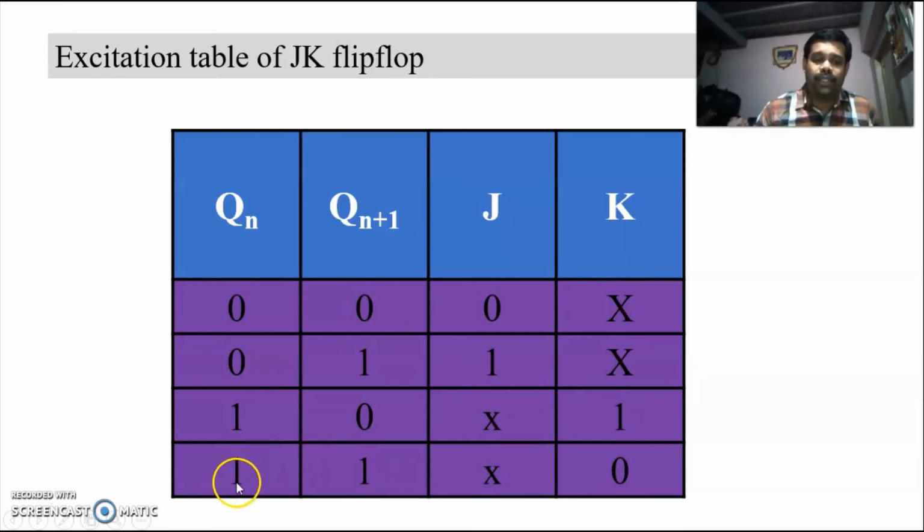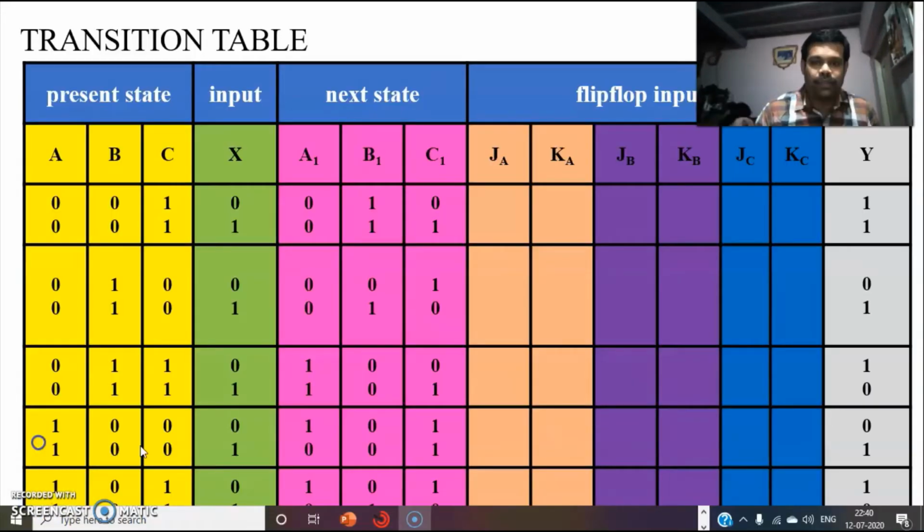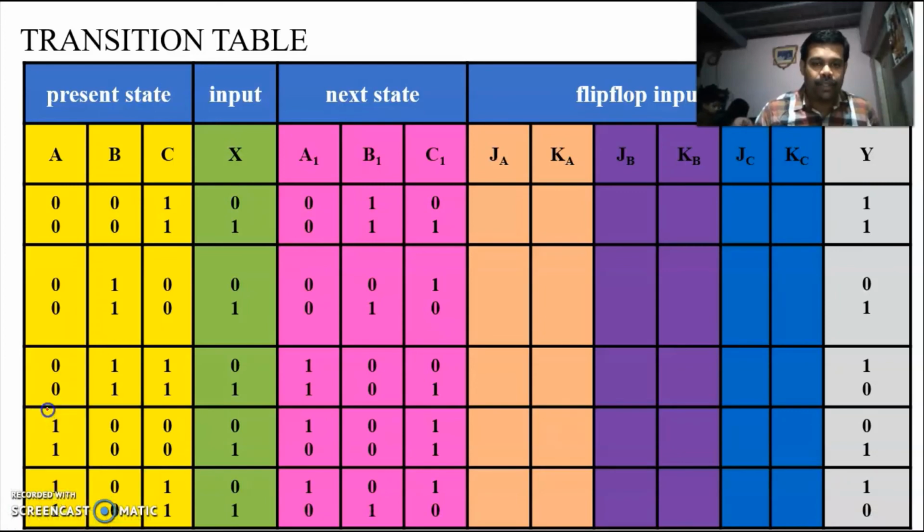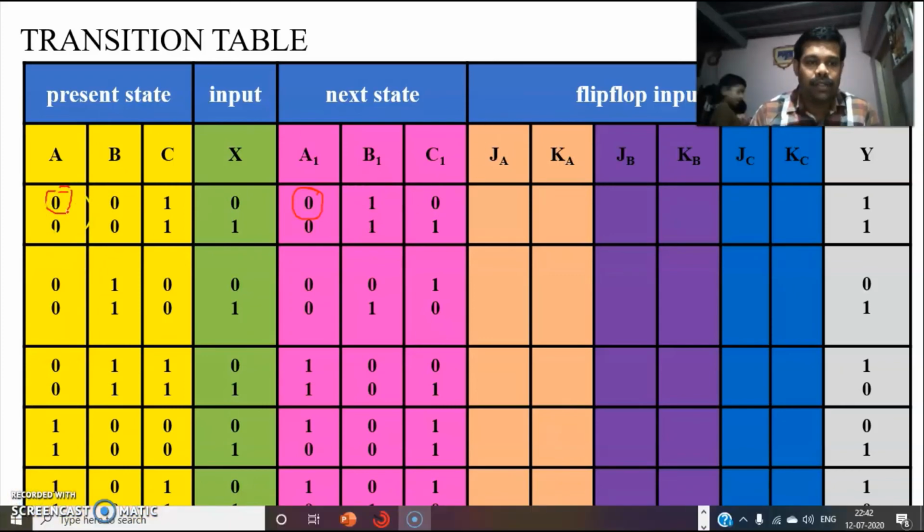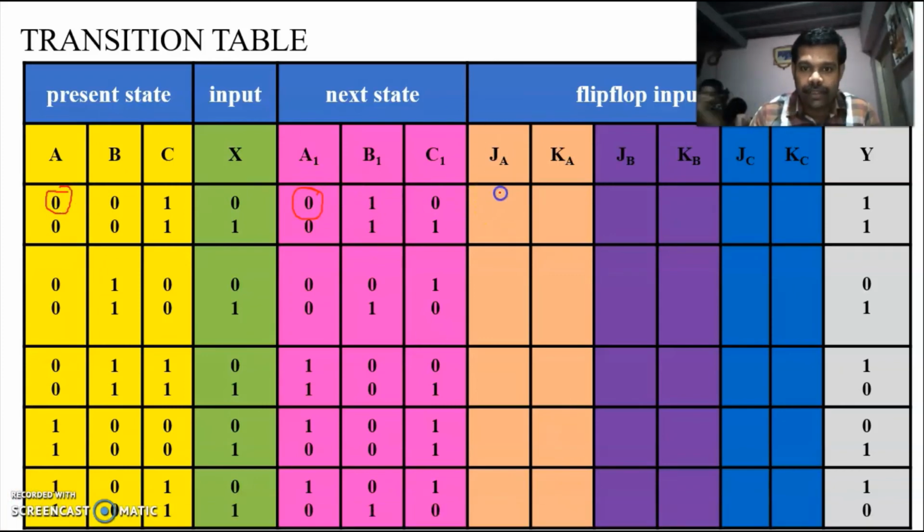If both present state and next state are 1, you have to put X 0. So for 0 0 you have to put 0 X. For 0 1 you have to put 1 X. For 1 0 you have to put X 1, and for 1 1 you have to put X 0. Now we are going to fill in the flip-flop inputs. Now we are going to see the present state A and next state A1. So for 0 0 you have to write 0 X.